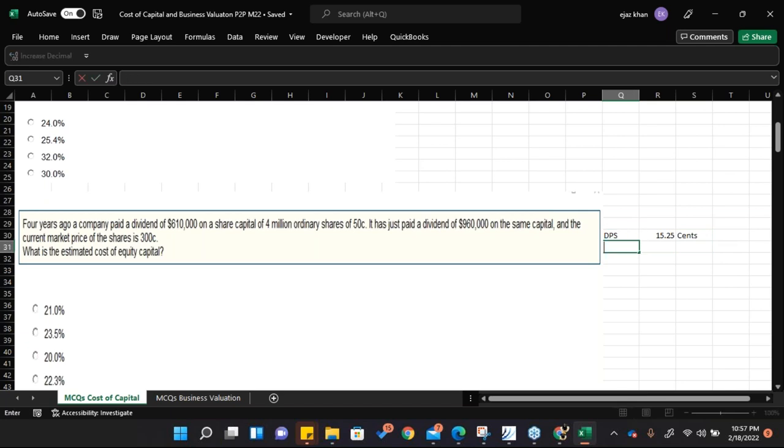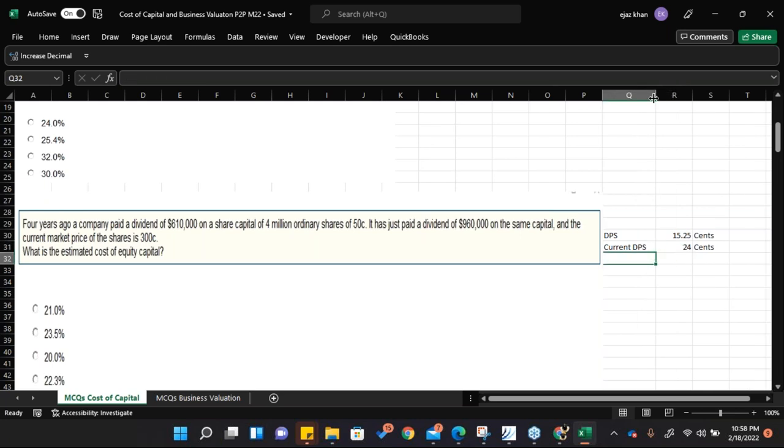Dividend per share, current dividend per share will be $960,000. And let us put two more zeros to convert it into cents. And it says that the share capital was the same as before. So 4 million. So it's 24 cents. So in 4 years' time, your dividend has increased from 15.25 cents to 24 cents.